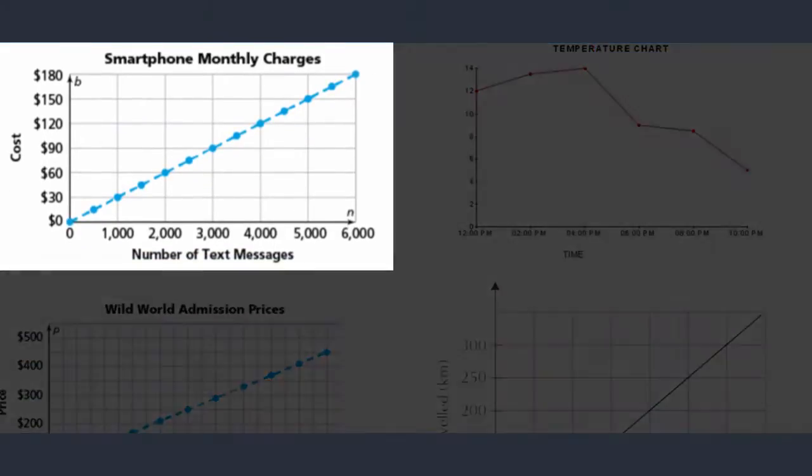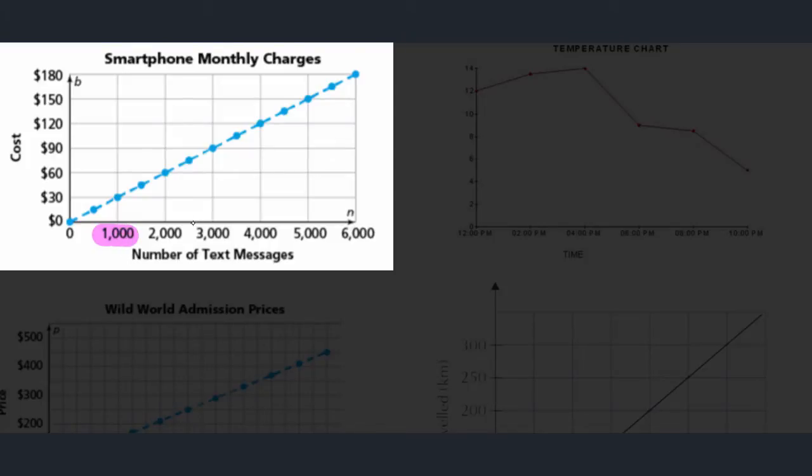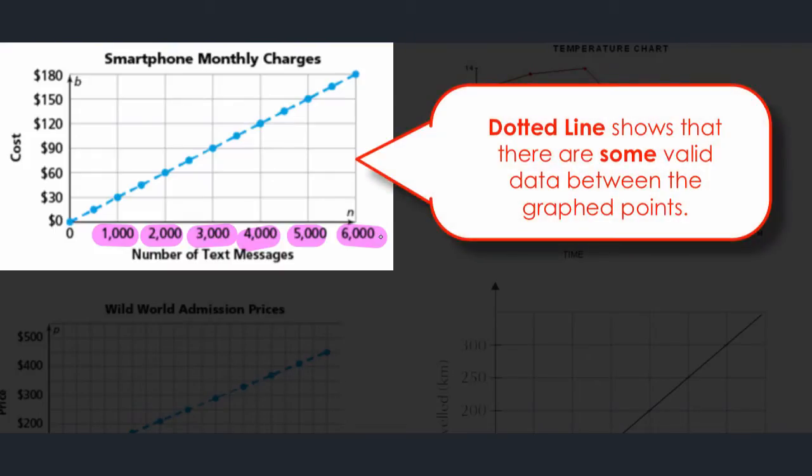So the number of text messages versus calls right here. Notice how the numbers are increasing by 1,000 every time, and there are text messages happening in between. So we have to connect the points to show that there are points existing, but at the same time, there's no point that exists between message 1 and message 2 because there's no half message. So that's why it only makes sense to connect the points with a dotted line to show that there is some gap in between some numbers.